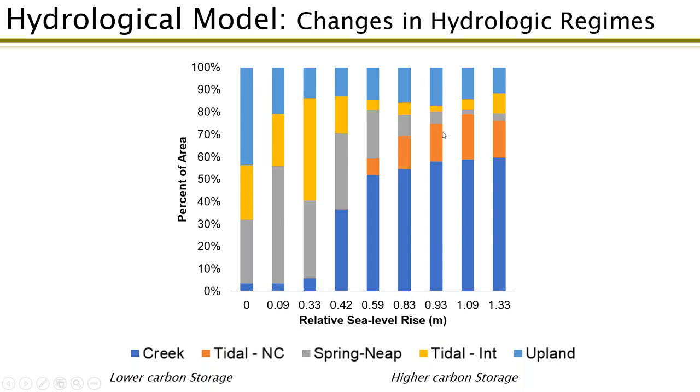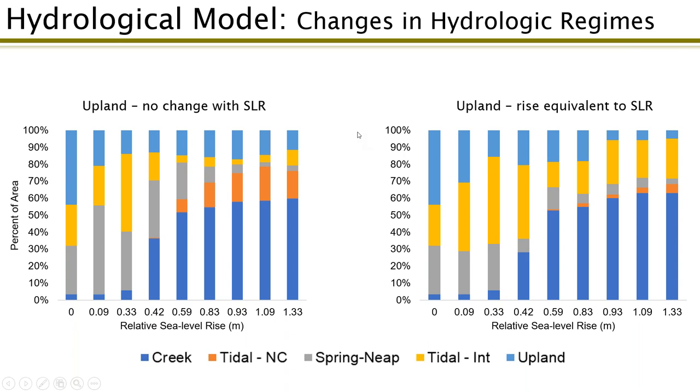Now, if we compare results between not changing the upland and the results when the upland head increases equivalent to sea level rise, you can see it really impacts the results. You still see that jump in the subtidal area around 0.42 meters, but you don't see that drastic decline in the tidal interior area. It still persists with sea level rise, likely because of this migration into upland areas and a higher groundwater table that enables these conditions.